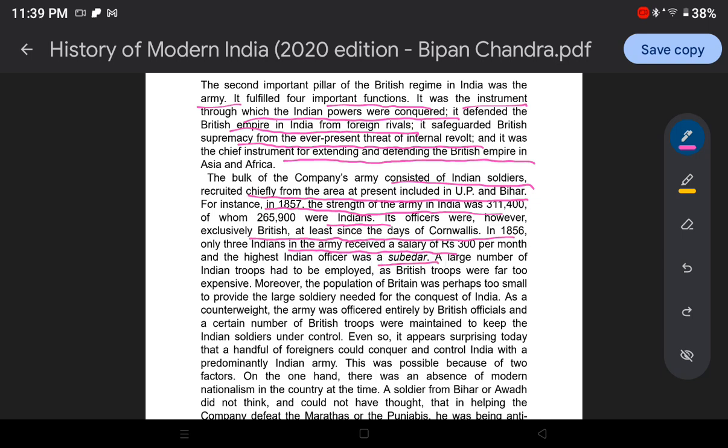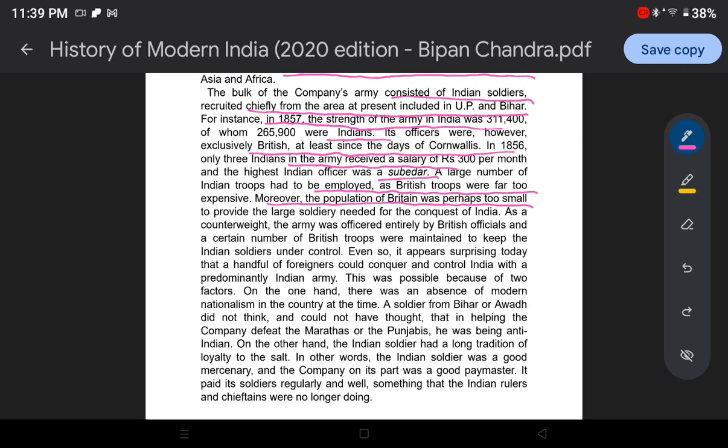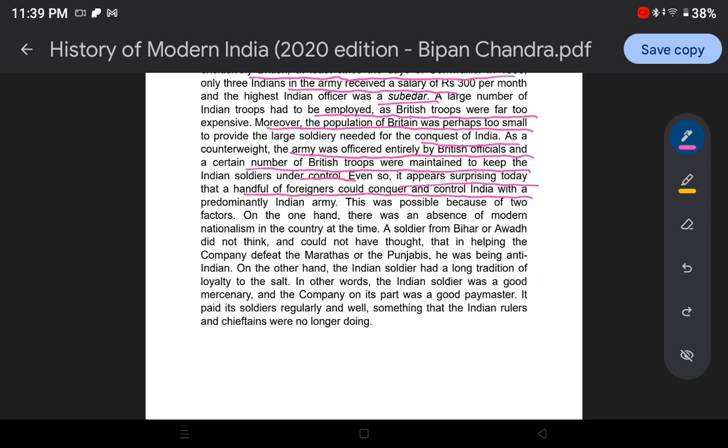A large number of Indian troops had to be employed as British troops were far too expensive. Moreover, the population of Britain was perhaps too small to provide the large number of soldiers needed for the conquest of India. As a counterweight, the army was officered entirely by British officials, and a certain number of British troops were maintained to keep the Indian soldiers under control. Even so, it appears surprising today that a handful of foreigners could conquer and control India with a predominantly Indian army. This was possible because of two factors.